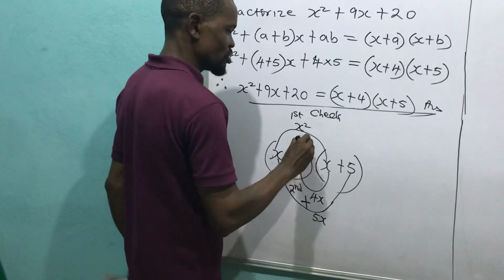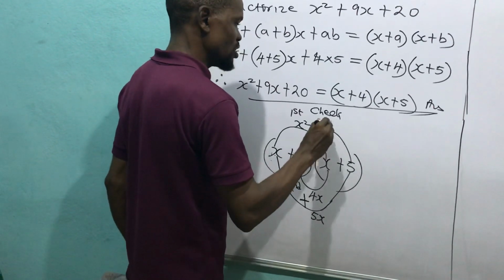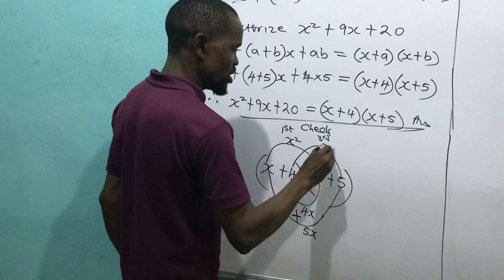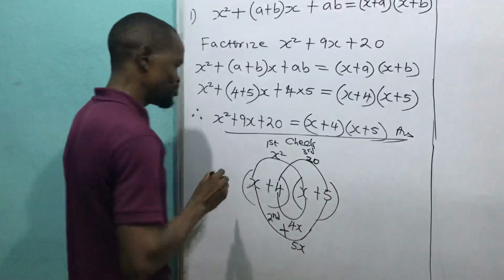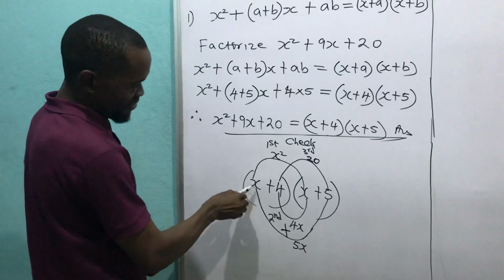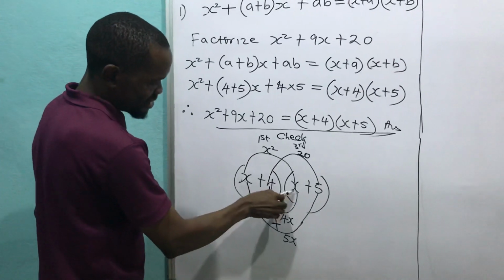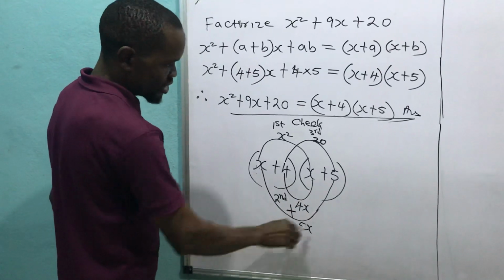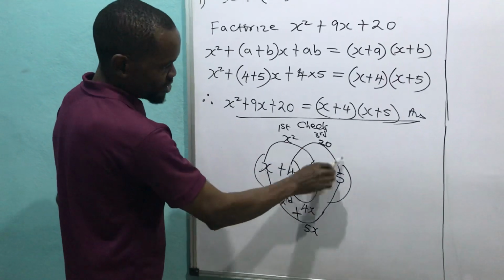My third action should be 4 times 5, giving me 20. I think you're following. My first action is this times this. My second action is this times this plus this times this. The third action is this times this.